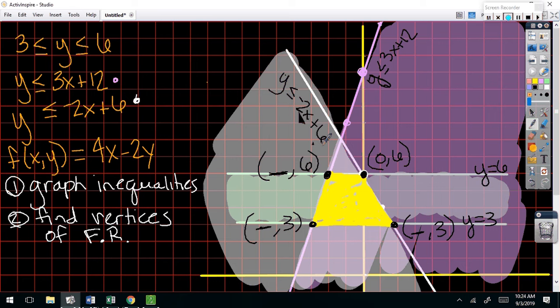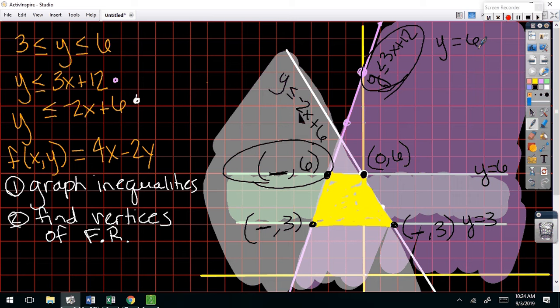Now, I've shown you how to do it on your calculator, right? You could put in y equals 6 and y equals negative 2x plus 6 and find the point of intersection on your calculator. This is a pretty easy solve, though, because if I know that y is 6, what line is this one intersecting with? This one, right?